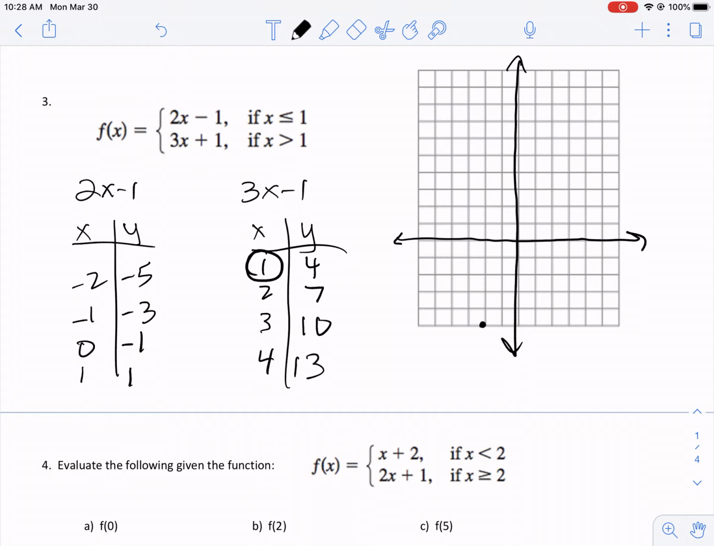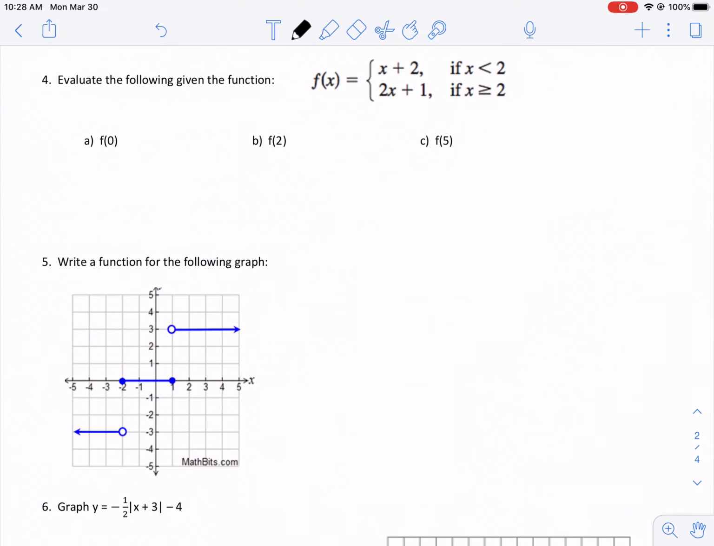-2, -5, -1, -3, 0, -1, 1, 1, and the inequality points left. So draw my arrow left. Then we have 1, 4, open circle, 2, 7, 3, 10. Now nobody says you have to have 4 points for each, so 3 is good enough. Inequality goes to the right, so I draw my arrow to the right, label my graph f of x.